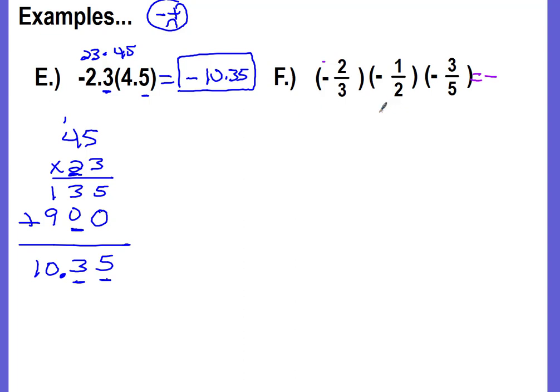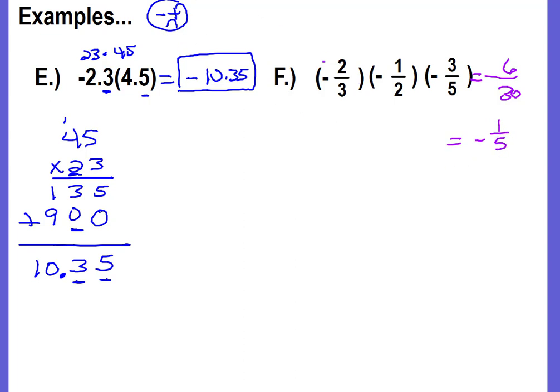Okay, this one's super easy, guys. Fraction multiplication, you can multiply more than 2 fractions at a time. You just multiply all the numerators together. 2 times 1 is 2, times 3 is 6. Multiply all the denominators together. 3 times 2 is 6, times 5 is 30. And simplify. Divide both by 6 and we get a negative 1/5.